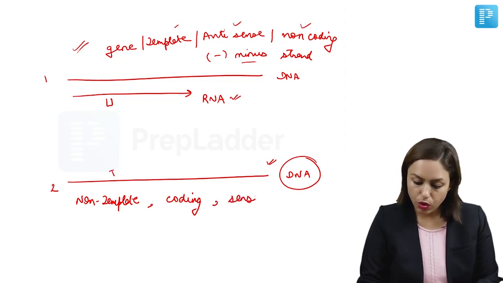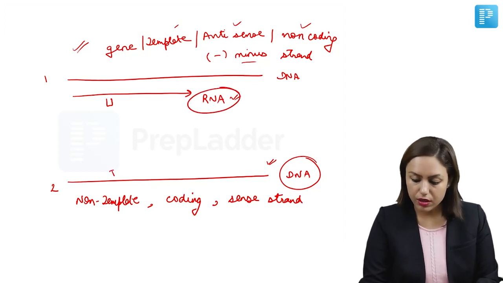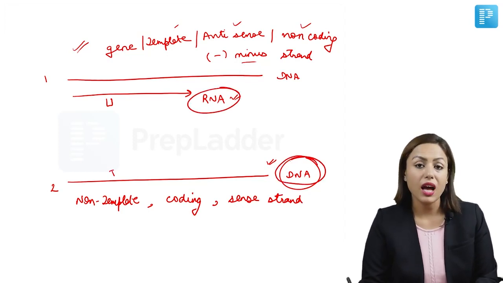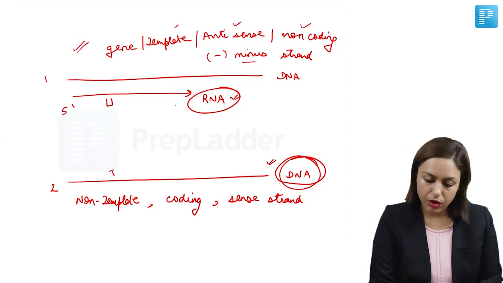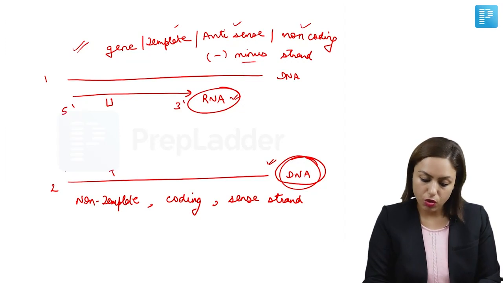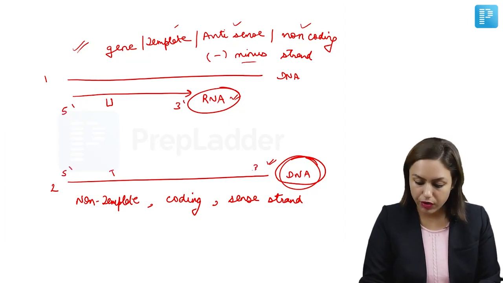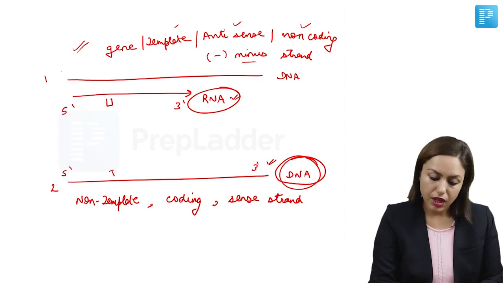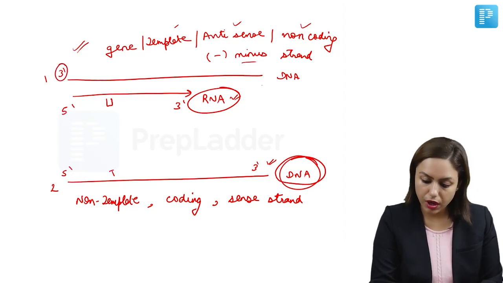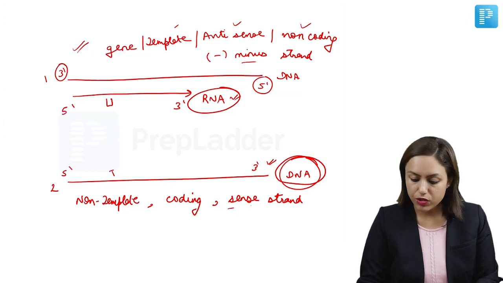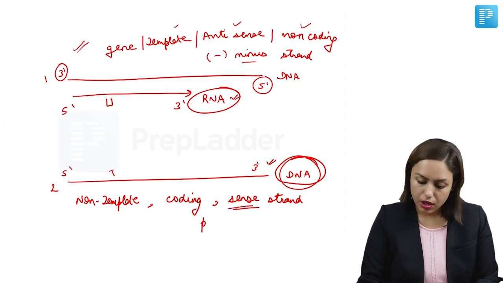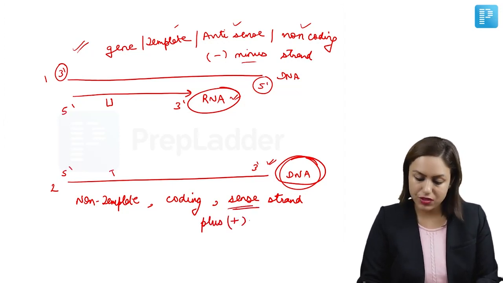Then it is also called a sense strand because the new RNA and this non-template strand of DNA have same sense of direction. So this RNA will be 5' to 3'. Non-template strand is also 5' here and 3' here. Template strand will be 3' here and 5' here. Right? So non-template strand is called sense strand. It is also called plus strand.